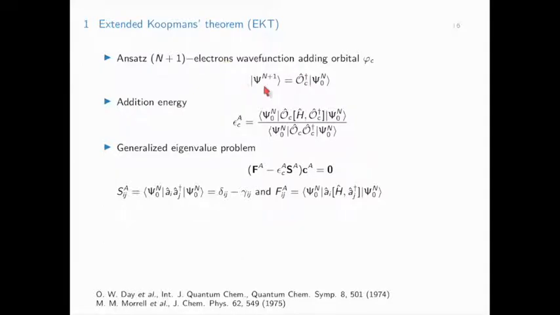So doing this kind of ansatz for the wave function of the n+1 electron system, we are just adding one electron in this orbital phi C. So this will be the corresponding addition energy. And imposing the stationarity of this energy, we end up with this generalized eigenvalue problem, where now S is given by this expression, and basically is 1 minus the one-body reduced density matrix, and the generalized Fock matrix is given by this expression. So from the solution of this problem, we obtain the approximate addition energies of the system.